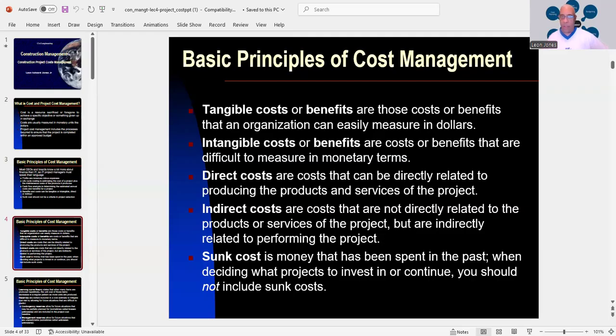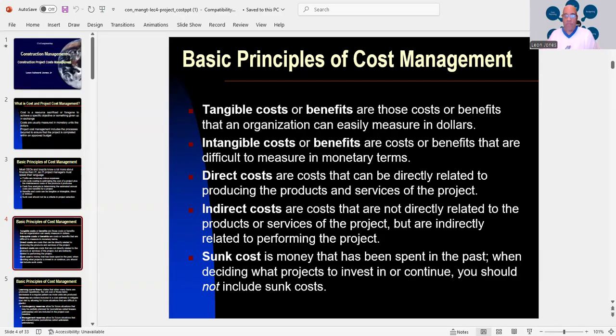Again, this is important. Tangible costs or benefits are those costs or benefits that an organization or business can easily measure in dollars. Then you have intangible costs or benefits, which are costs or benefits that are difficult to measure in monetary terms. Now, why is that? Because when something is tangible, it's physical. You can pick it up. If something is intangible, it exists like air, but you can't hold it.